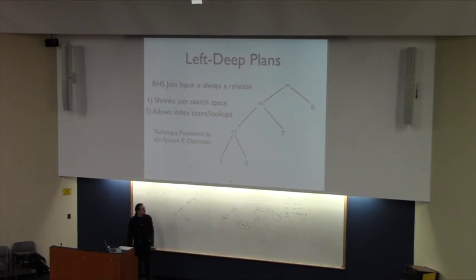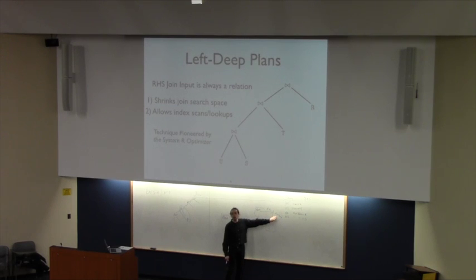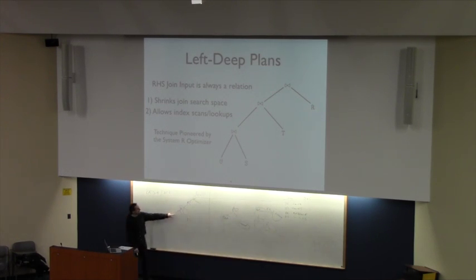So for that kind of schema, frequently we'll encounter queries that essentially ask us to join the fact table with the dimension table, or more precisely, do a selection over the dimension table, and then join the result of that selection back with the fact table. And that really nicely fits in with this left deep plan.